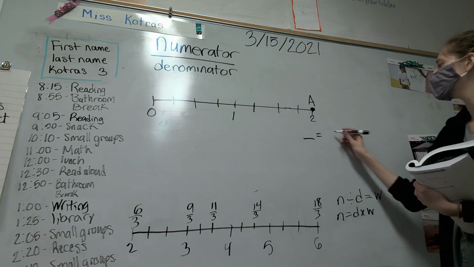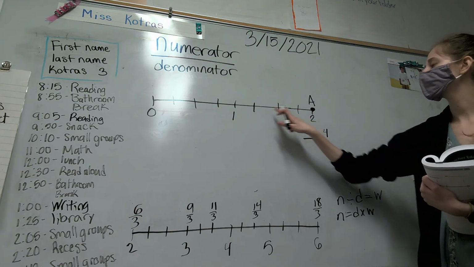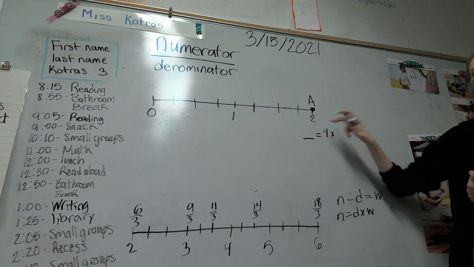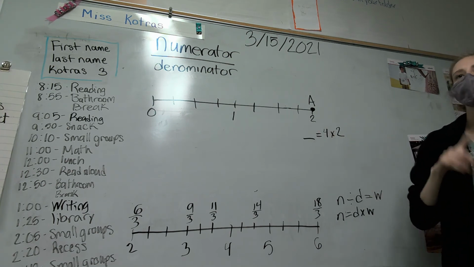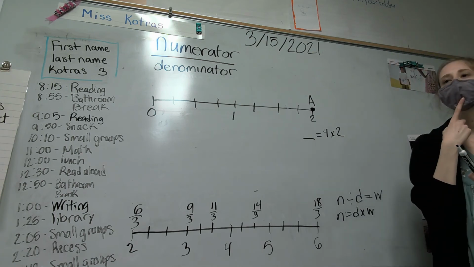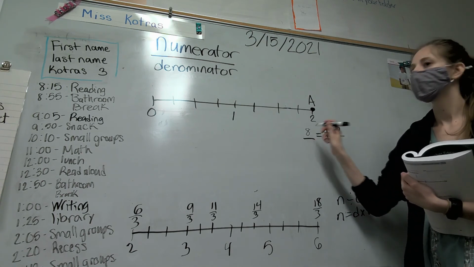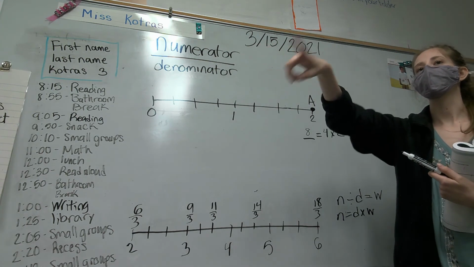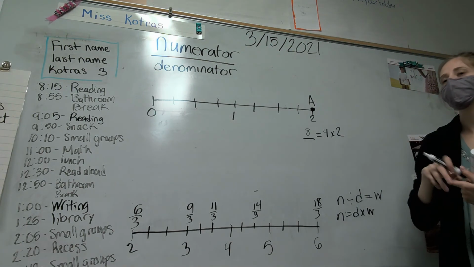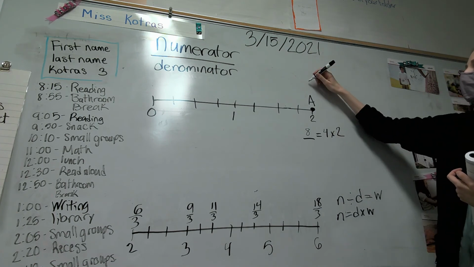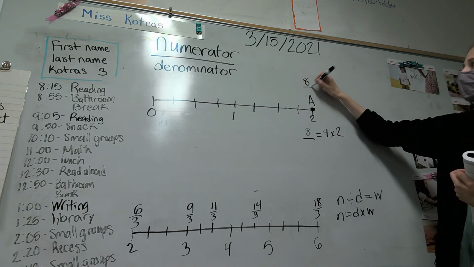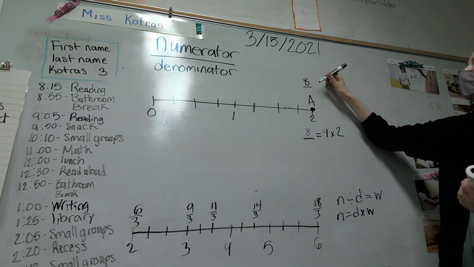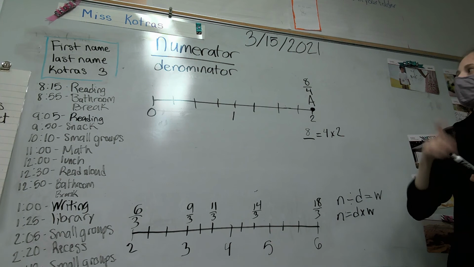Haley says 4. It is 4 because we have 1, 2, 3, 4 sections, times our whole number, 2. What's 4 times 2? 8. Yep. So our fraction is 8 over what? 8 over 4.